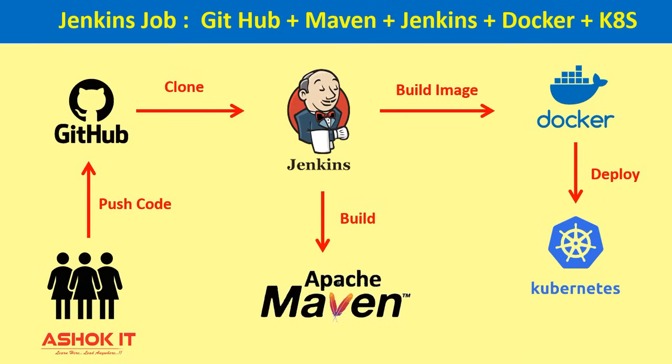Hi friends, welcome back. In this video, we will understand how to deploy a Java web application by using a Jenkins CI/CD pipeline. In this pipeline project, we will use several DevOps tools like GitHub, Maven, Jenkins, Docker, and Kubernetes.